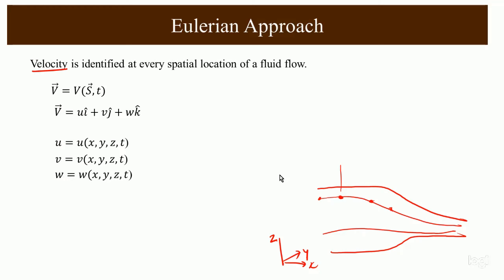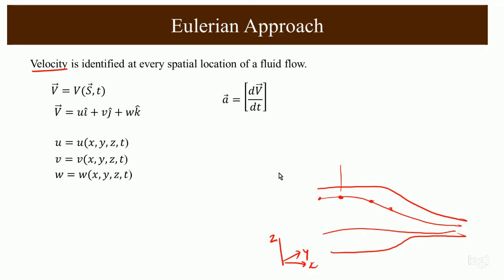Similarly, these other components will be there. Now here we are not worried about the position. We are directly worried about the velocity. The first primary quantity which we measure is velocity itself. That is what is in the case of the Eulerian approach.